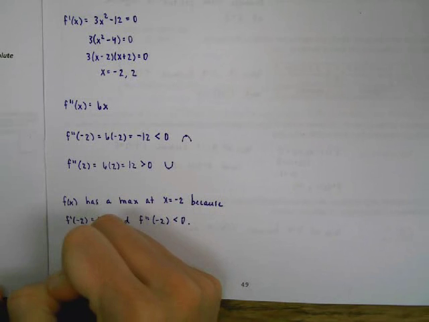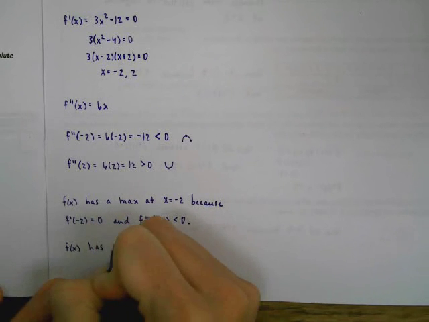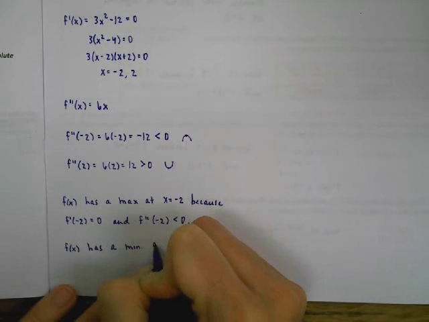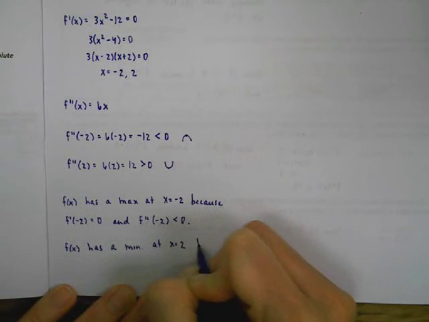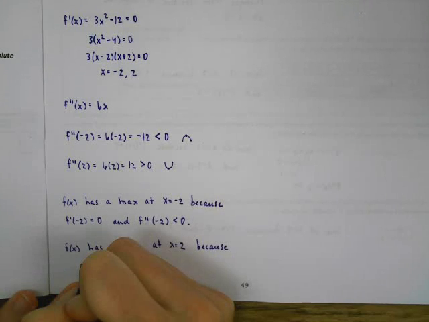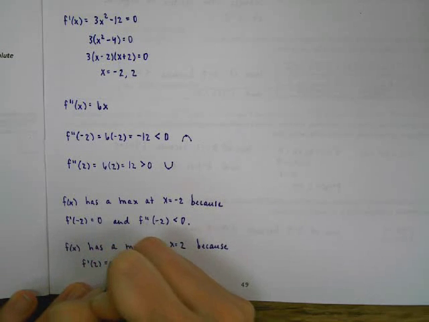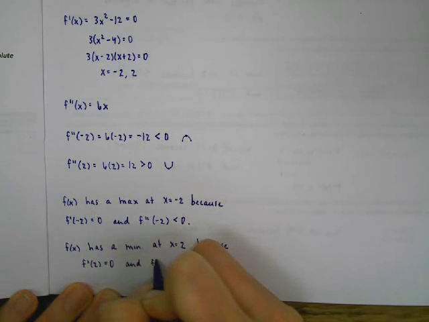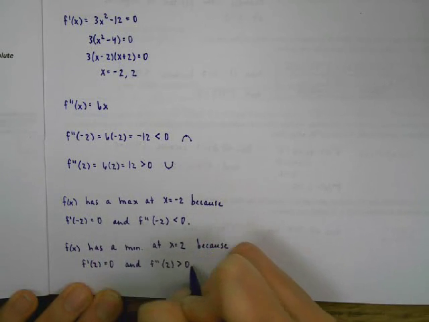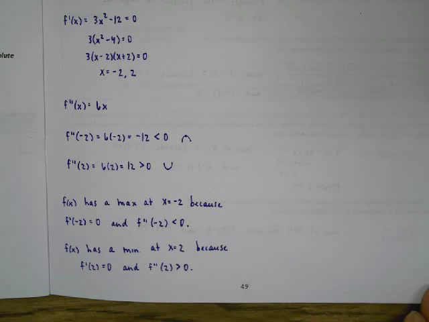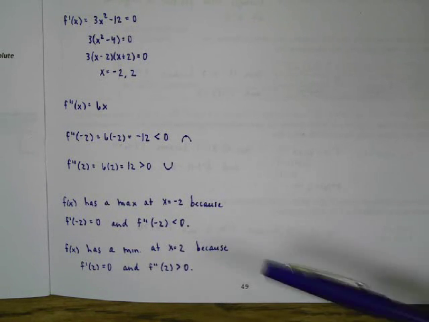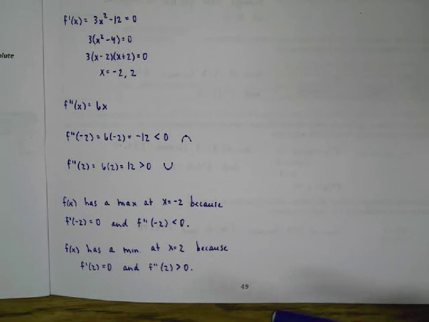Then on the other hand, we could say f of x has a min at x equals 2 because f prime of 2 is equal to 0 and f double prime of 2 is greater than 0. And if we compared this to problem number 1 of the first derivative test, it was the same function, we got the same result, we just used different information to get that result. So that's all there is to the second derivative test.